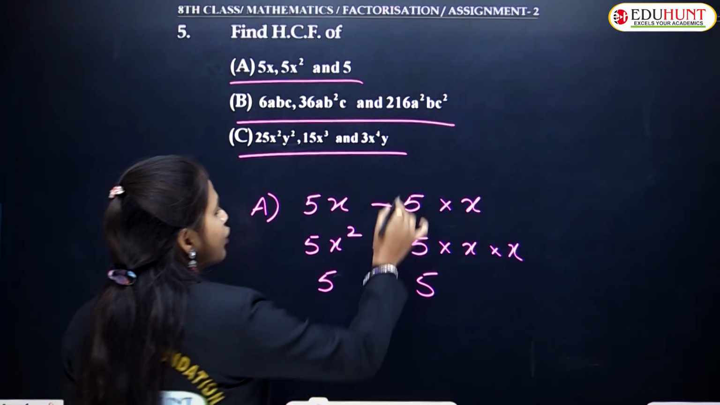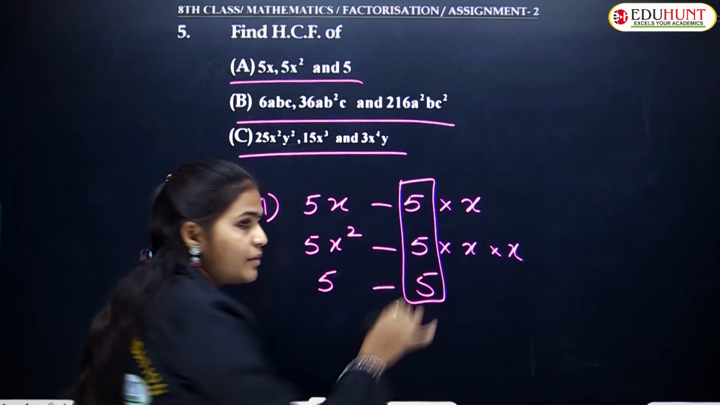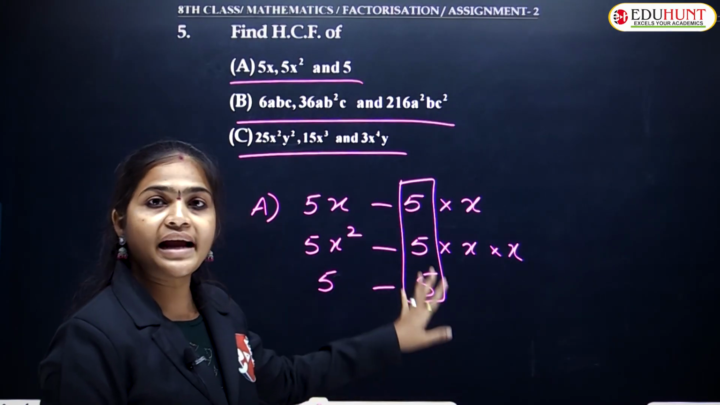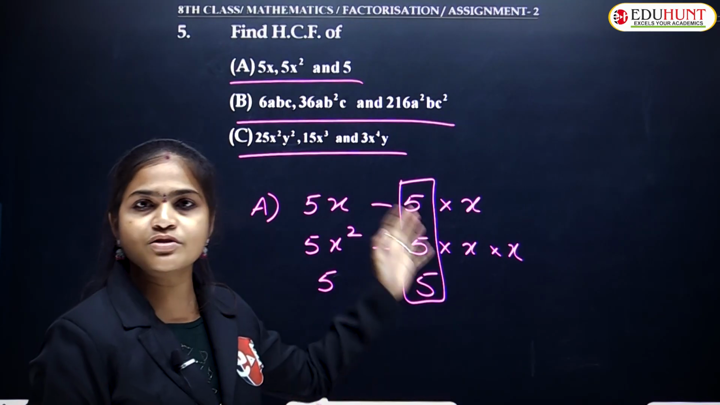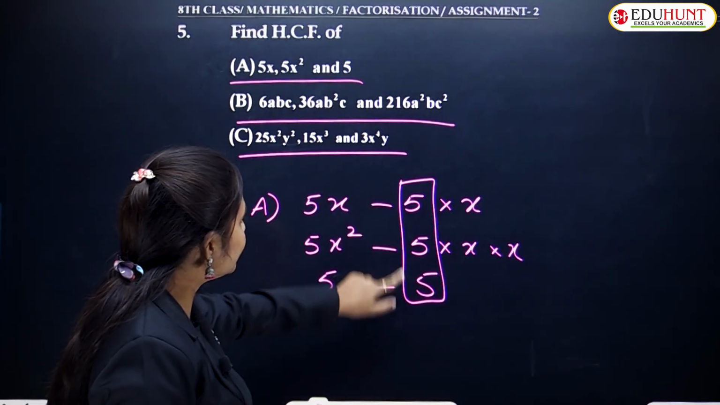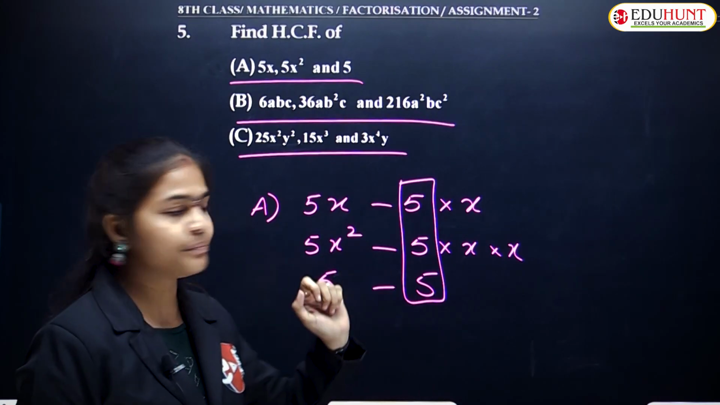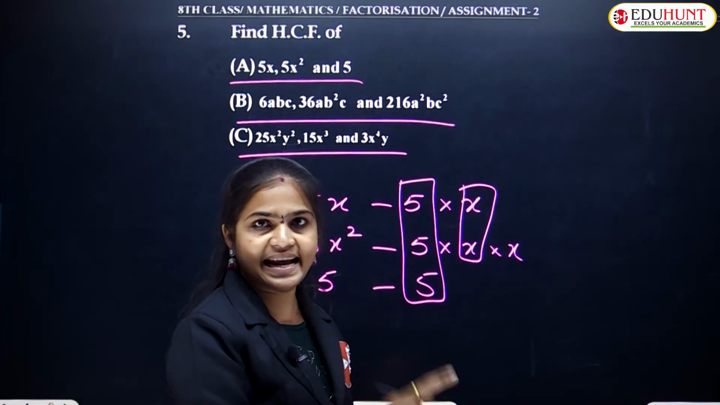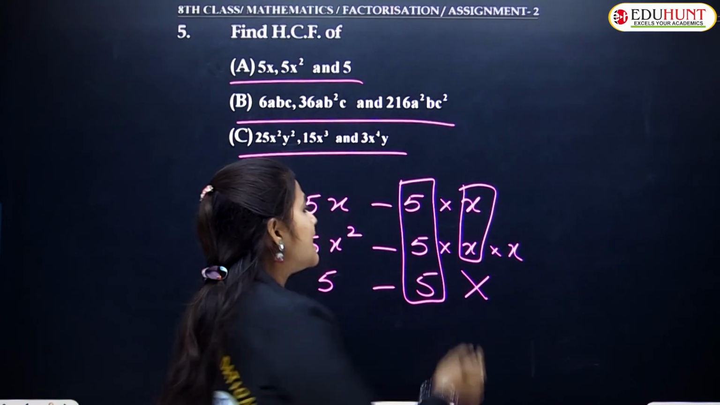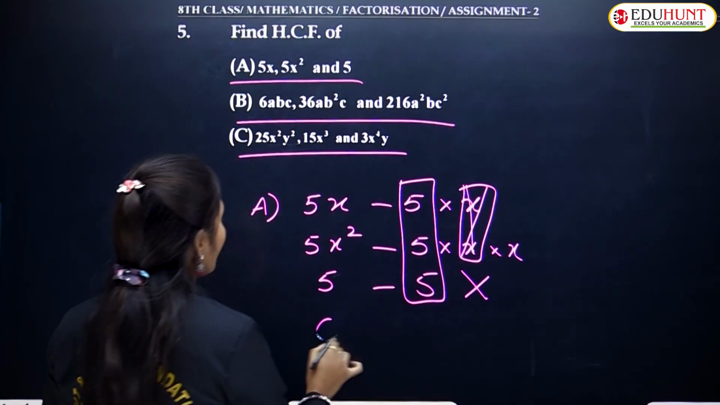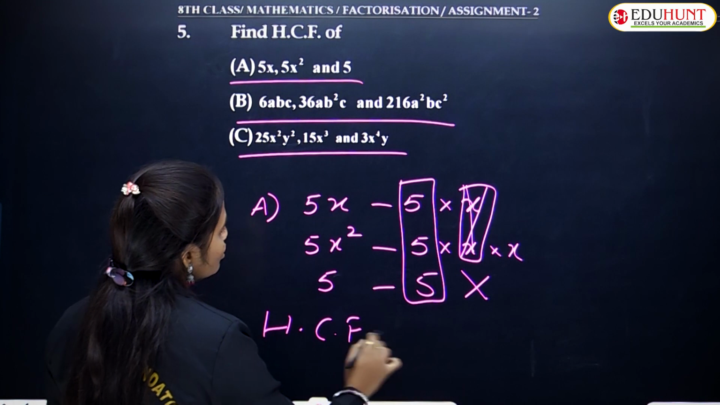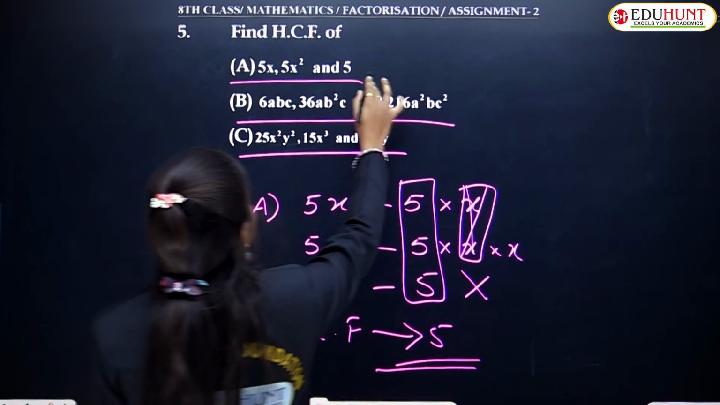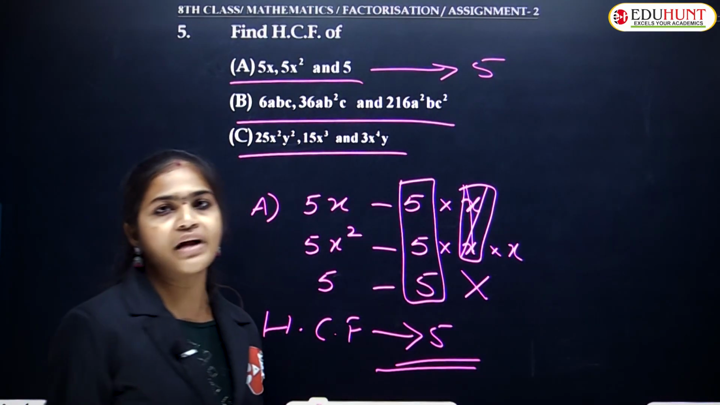See here, they are asking for common factors. In these three terms, the number or variable should be common to all. If it is missing in even one term, then it is not a common factor. In all three terms, 5 is the common number. The first two have the variable x, but the third does not, so x is not a common factor. So the highest common factor is only 5. The HCF of the given terms is 5.